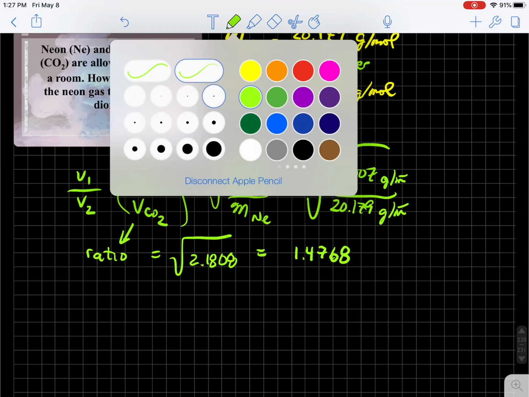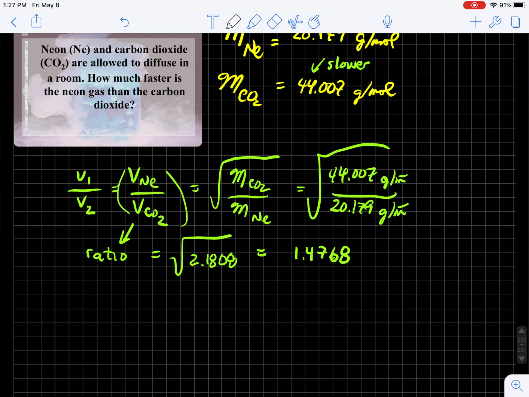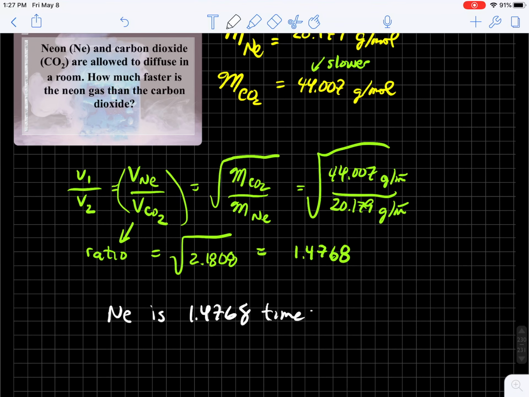Okay, so what does that answer mean? What it means, your interpretation of this would be that neon is 1.4768 times, or you could write the word times instead of x, times faster than carbon dioxide.